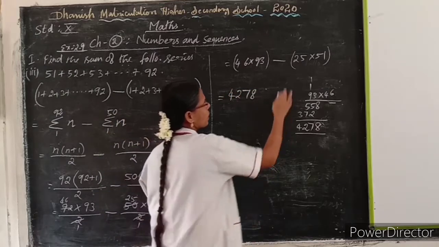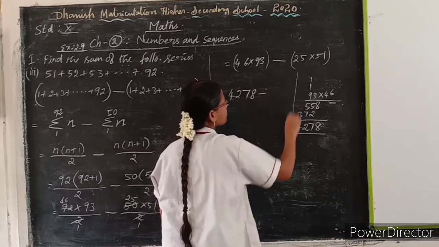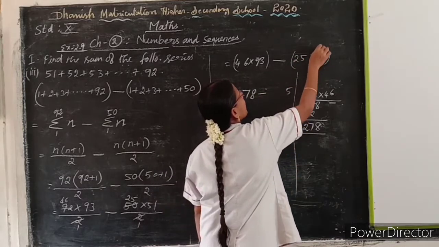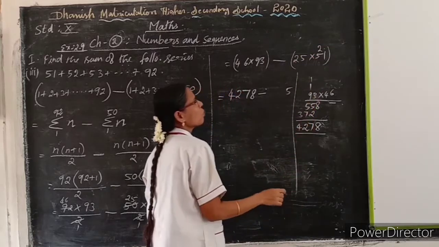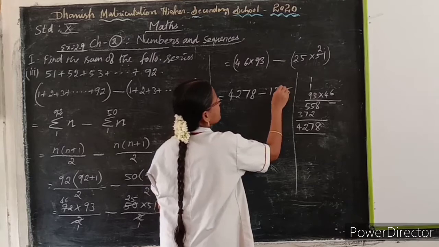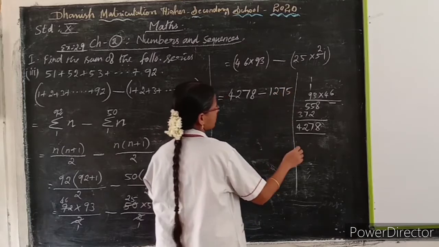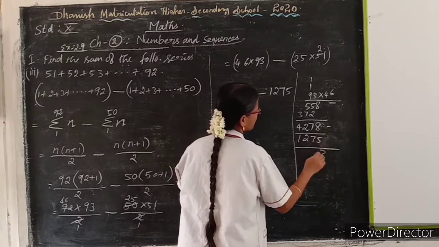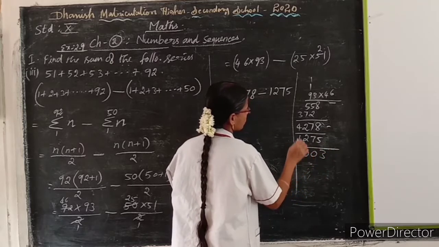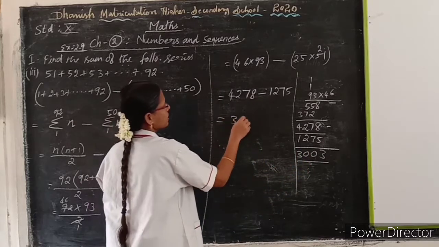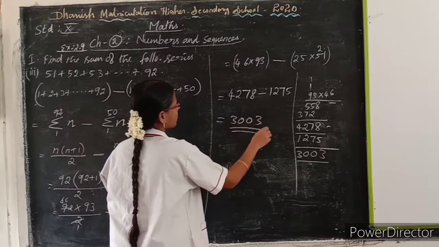4278. Now multiply by 25, table here. 25 ones are 25, so 5 carry 2. 5 25s are 125, 125 plus 2 is 127. Now subtract 1275 from 4278. 3 0 0, 4 minus 1 is 3. So 3003 is our required answer.